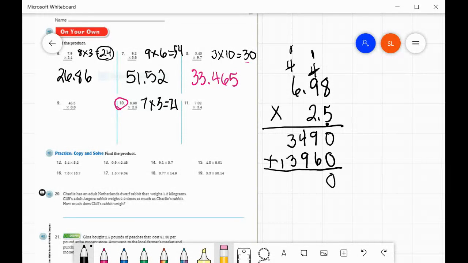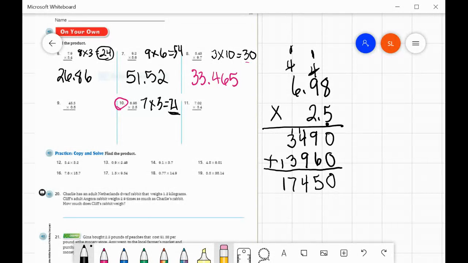0 plus 0 is 0. 9 plus 6 is 15. 9 plus 1 is 10, plus 4 is 14. 3 and 3 is 6, plus 1 is 7, and then 1. All right, so we have 17,450. Our answer needs to come somewhere around 21.